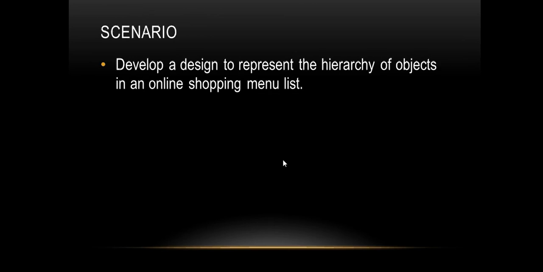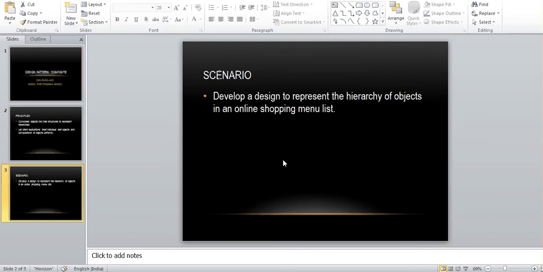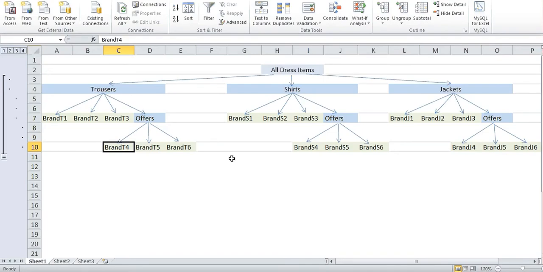In this scenario, I have to represent the hierarchy of objects in an online shopping menu list. But before that, suppose you have to design this without knowing the composite design pattern, and you have to maintain uniformity between the individual dress items and categories, then how are you going to do that?